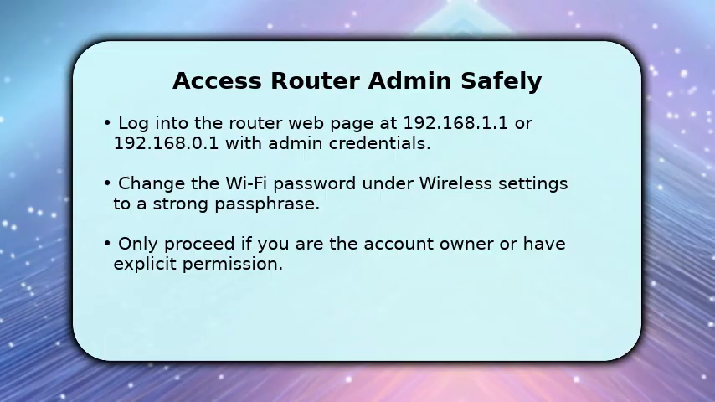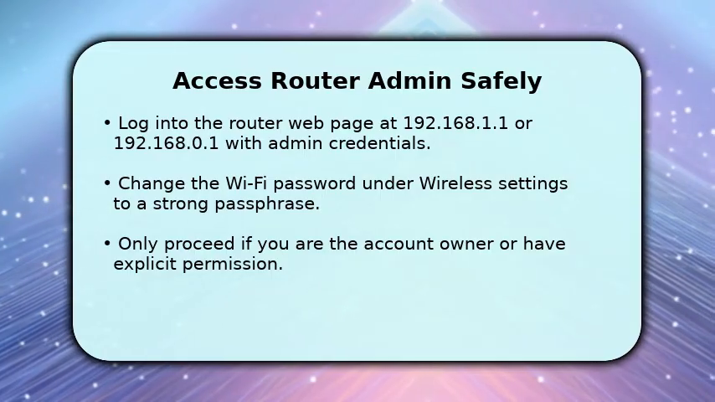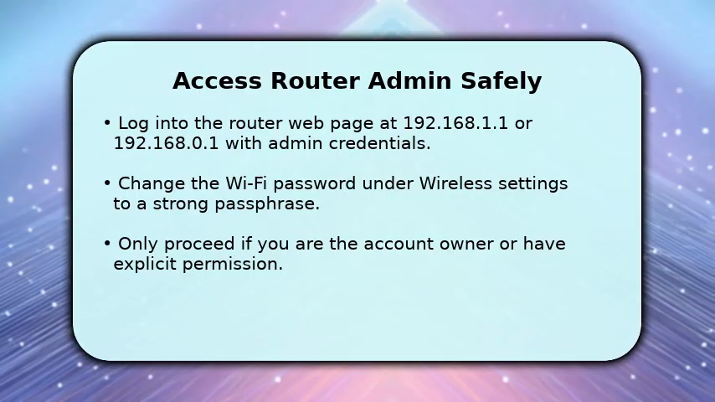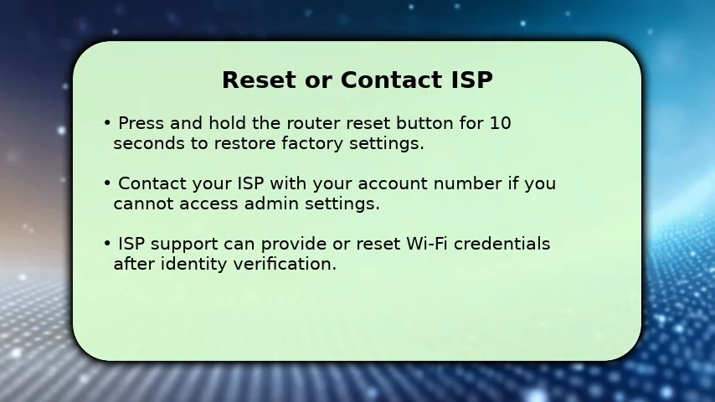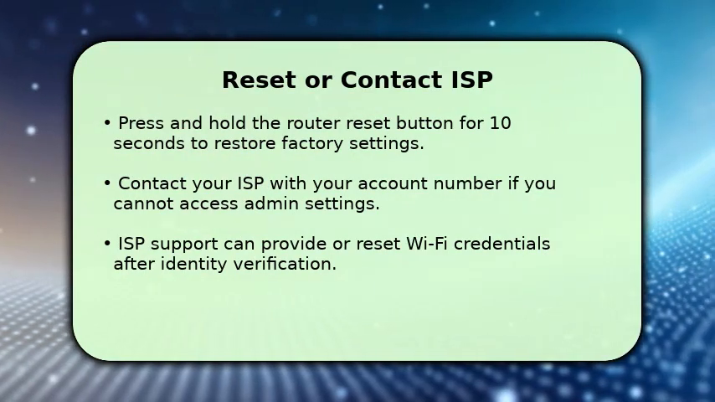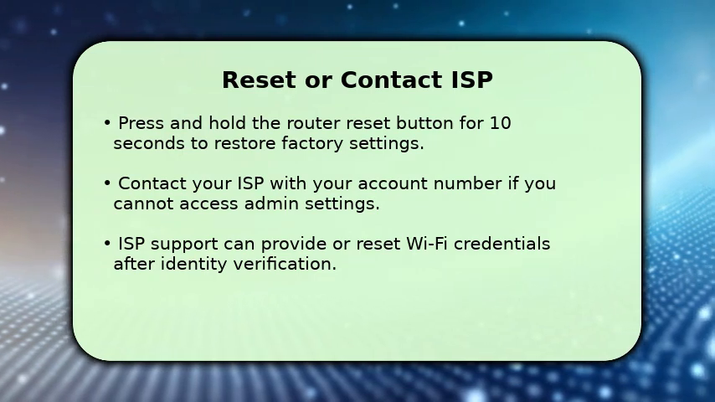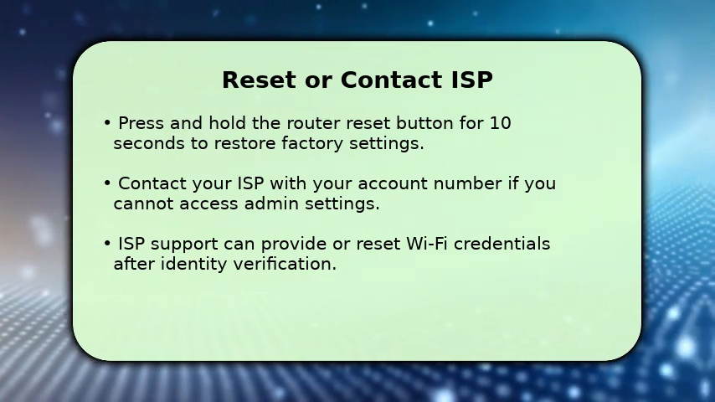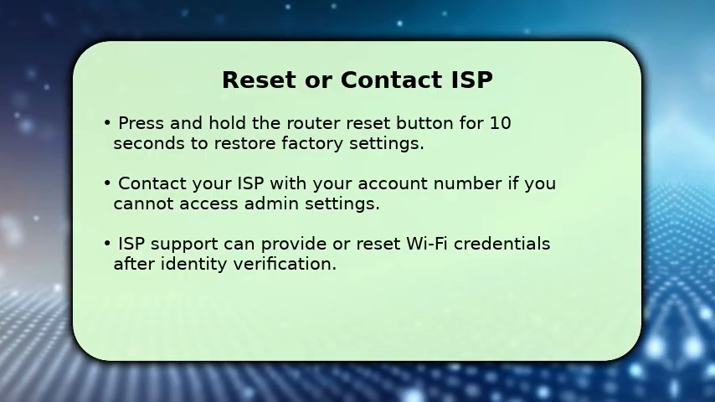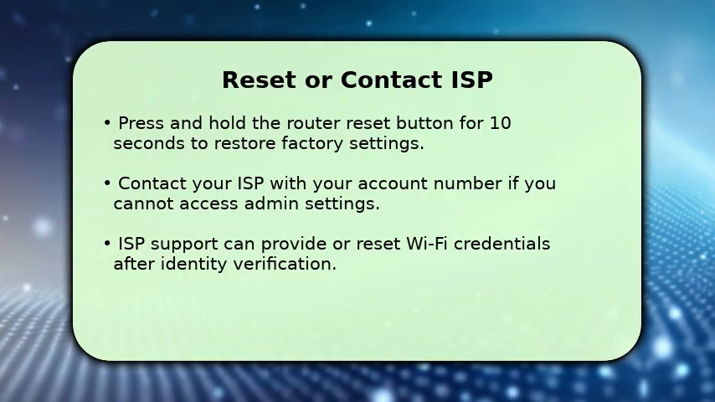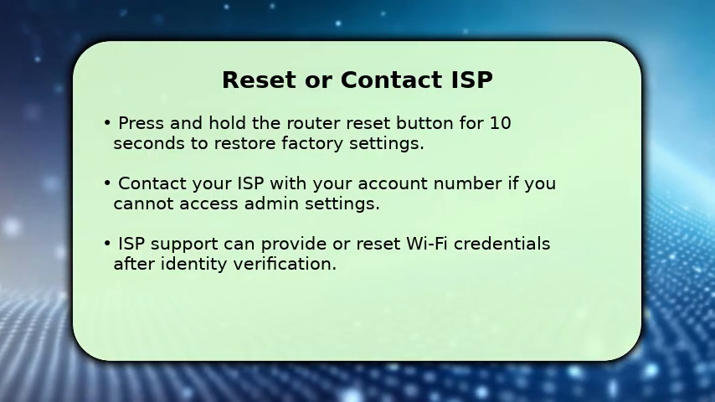Enter a new, strong passphrase. If you cannot access the admin console, perform a factory reset only if you own the router. Press and hold the reset button for 10 seconds until LEDs flash, then wait for reboot. After reset, use the default credentials from the router sticker to log in. Reconfigure Wi-Fi settings and create a new passphrase immediately.